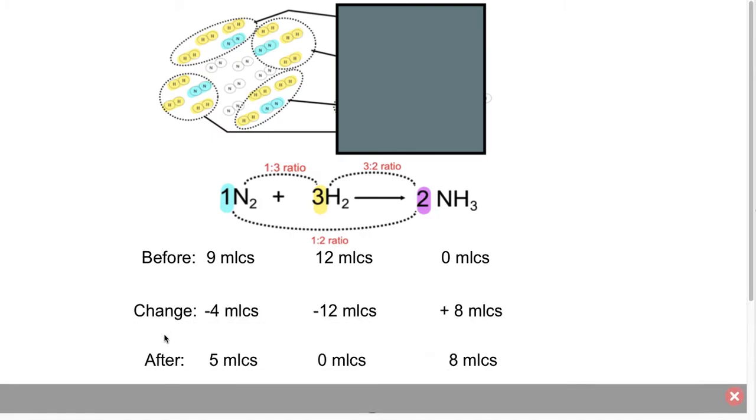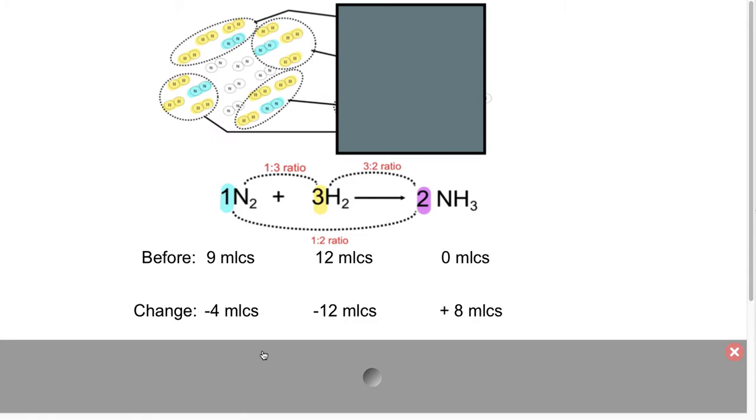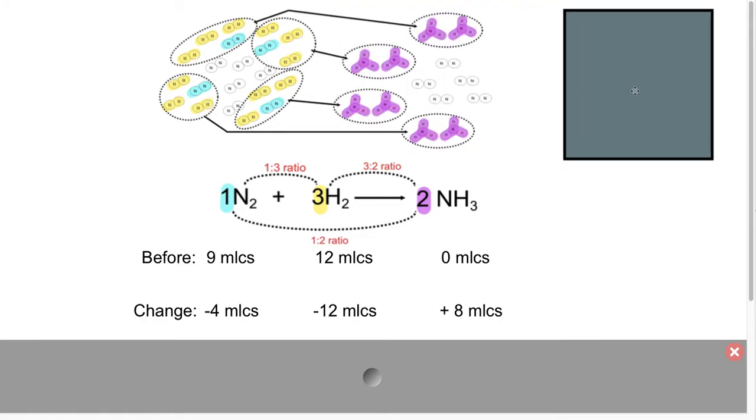Now, we have a change row and an after row. The change is going to be everything that reacts or is produced. So anything that we've circled up. So in this case, we've used up 1, 2, 3, 4 N2s. So I've used up 4 molecules that are going to react. Here I have 1, 2, 3, 4, 5, 6, 7, 8, 9, 10, 11, 12 H2s that are going to react. And over on my right side of our picture, we have formed 2, 4, 6, 8 NH3s.